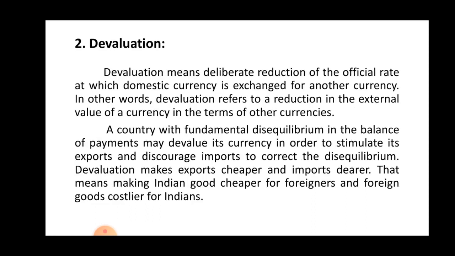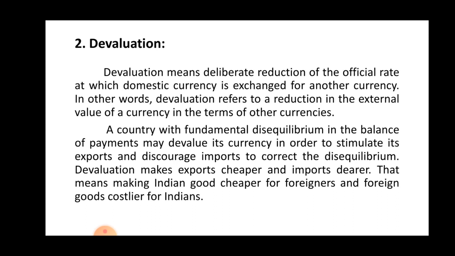And then the second one is devaluation. Devaluation means deliberate reduction of the official rate at which the domestic currency is exchanged for another currency. So it is the external value of the currency in terms of the other currency. The country with a fundamental disequilibrium in its balance of payment may devalue its currency in order to stimulate its export and discourage the imports to correct the disequilibrium.